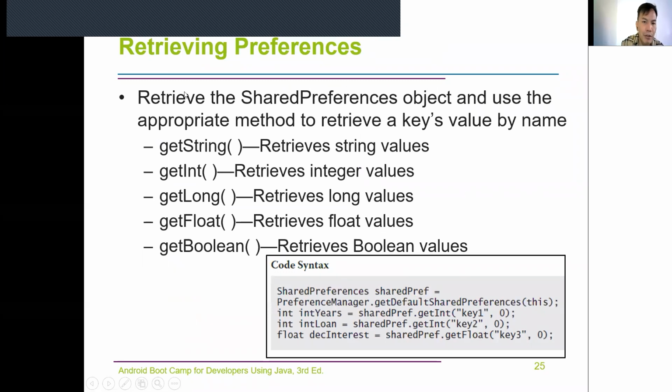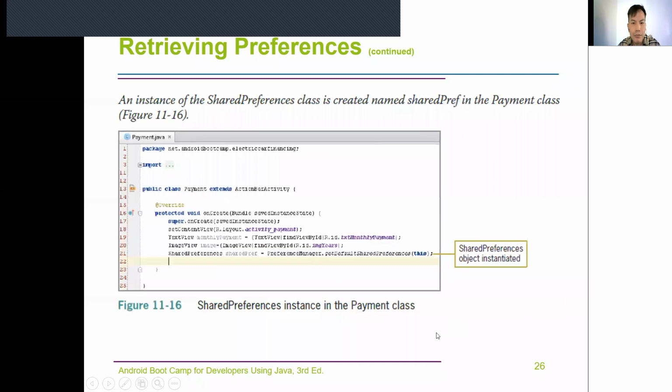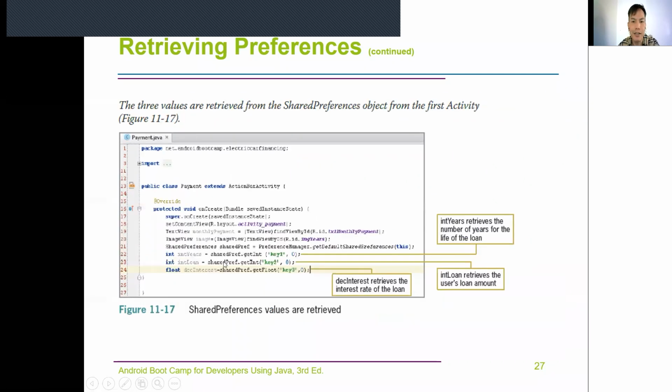And in terms of retrieving preferences, I use get. Get in terms of get string, get int, get long, float, boolean, as long as it's declared. There's no problem with that, as long as it's declared, so that we could retrieve. So the syntax is already given. Okay, so this syntax, I already explained this. So yeah, I explained those retrieving preferences.